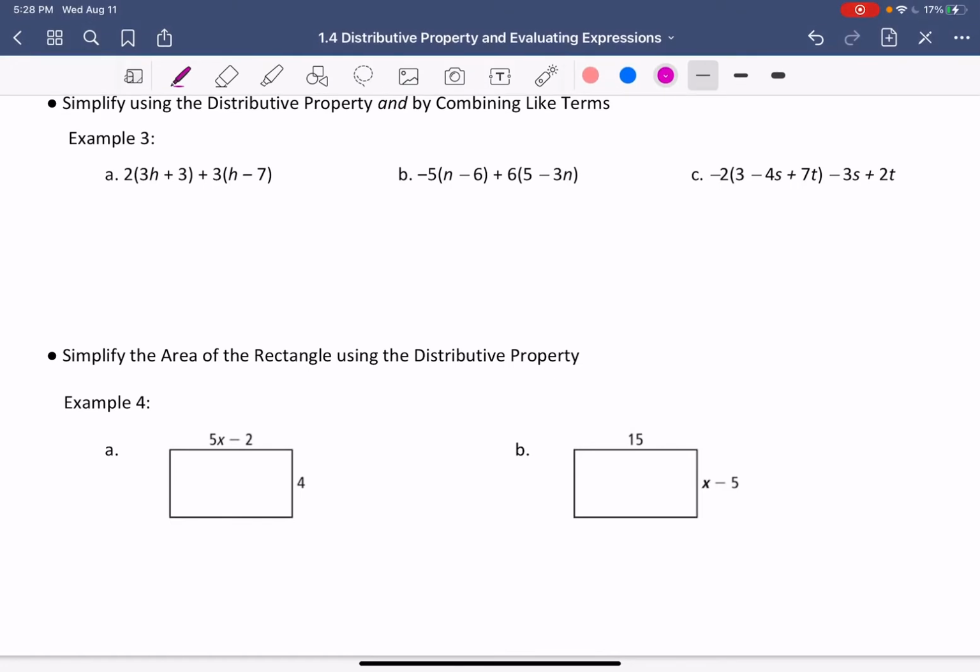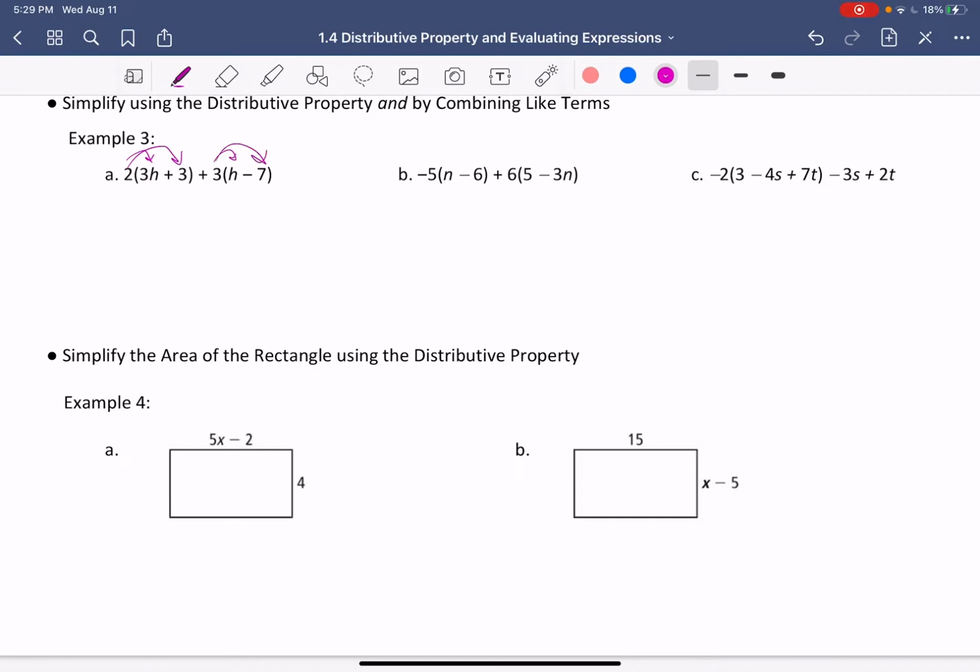All right, example 3 wants us to simplify using the distributive property and combining like terms. So we just talked about combining like terms. Now we're going to add that in with the distributive property. So before we do anything else and combine any terms, we want to distribute everything out. Okay, so 2 is going to go across, and 3 is going to go across. Make sure you go into all of the terms.